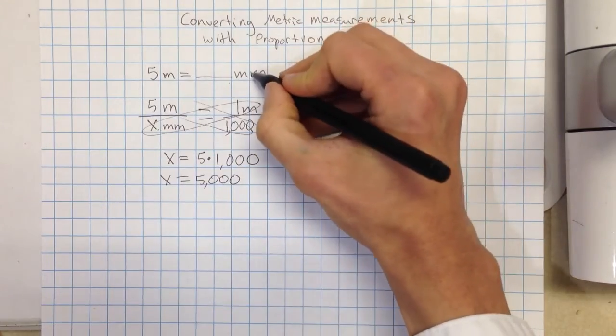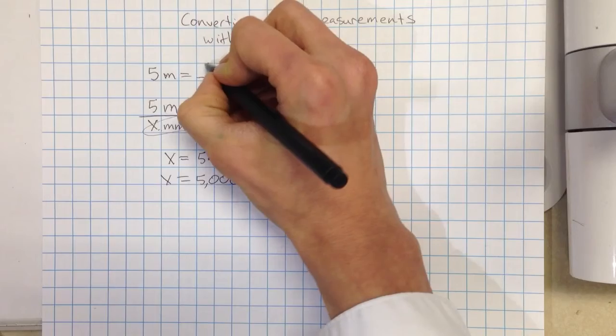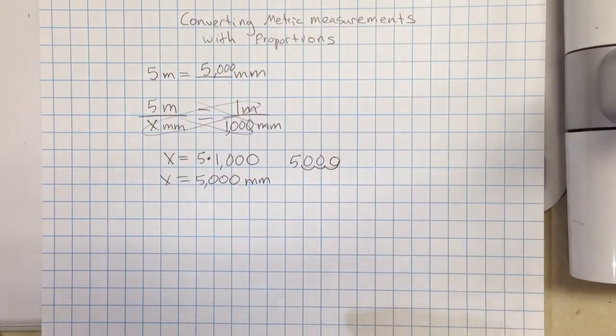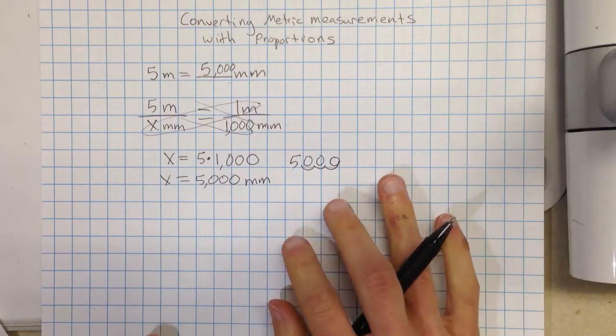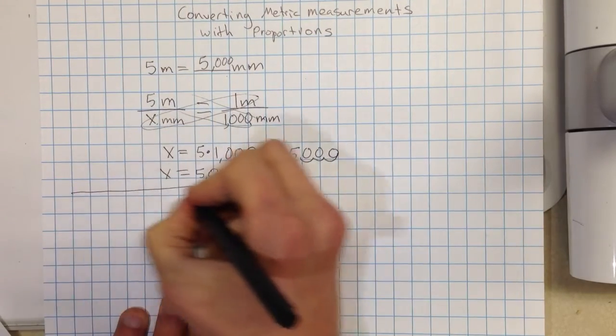And since my units up here were millimeters, I can also put my answer now up there, 5,000 millimeters. And I can think about that, thinking of how big a meter stick is, how small a millimeter is, and that seems like a reasonable answer. We'll do one more of these.